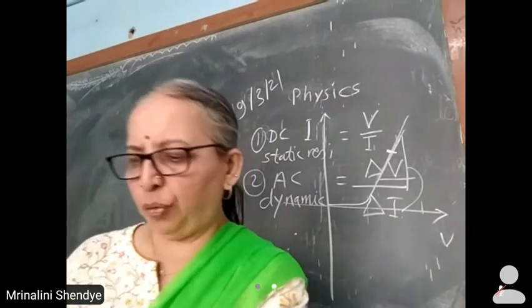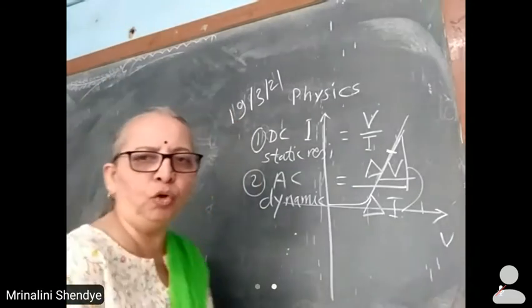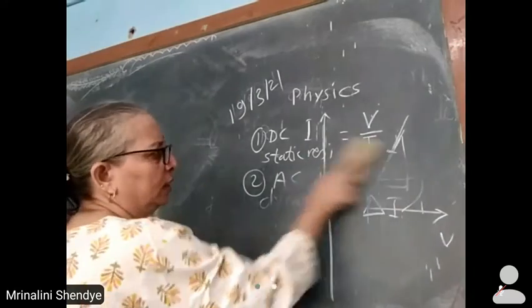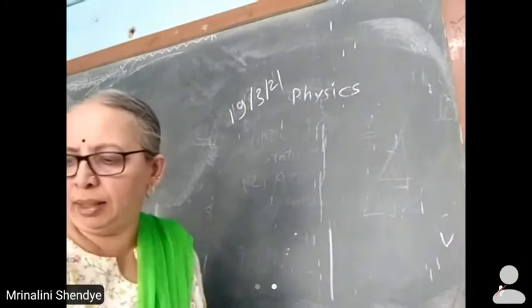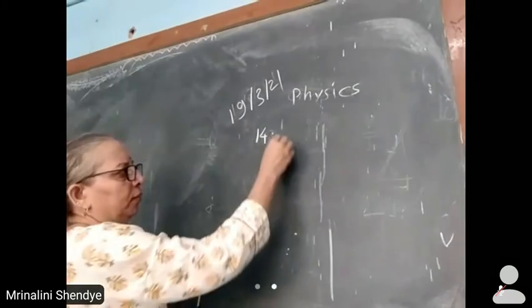So we have switched over to page number 255, article 14.10, which is the last point from the chapter under discussion: 14.10, thermistors.